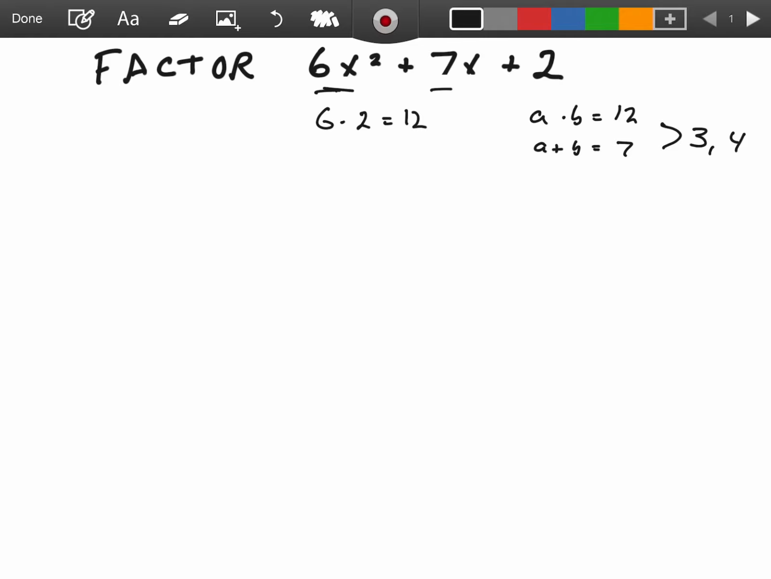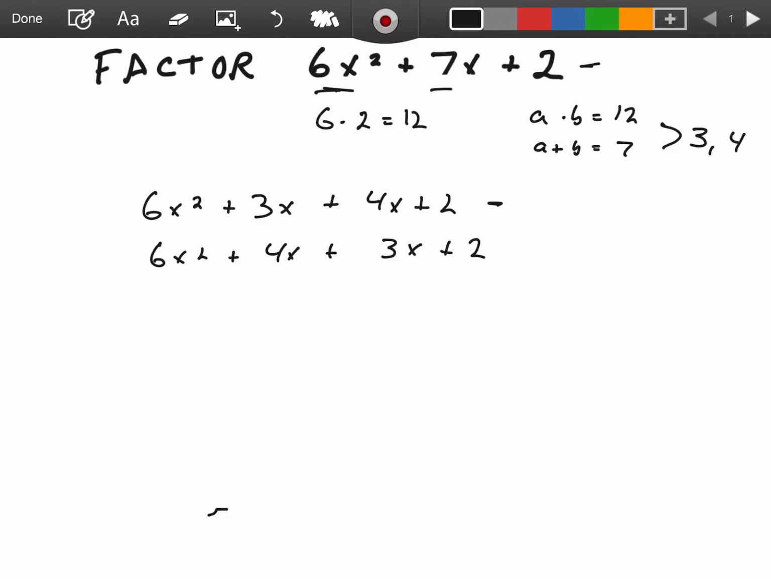So now I'm going to take this first equation and rewrite it a little bit differently: 6x squared plus 3x plus 4x plus 2. Now notice that's the same equation as at the top, right? This is just a rewritten equation. I've split out the 7x into 3x plus 4x. Or I could do this the other way: 6x squared plus 4x plus 3x plus 2. Again, the same thing. I've just moved the 3x and the 4x around.